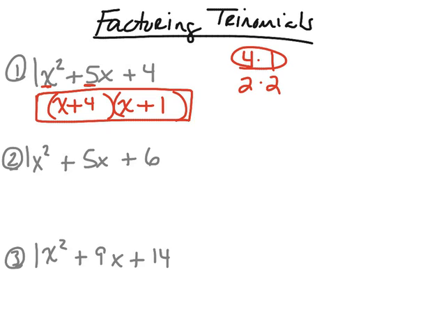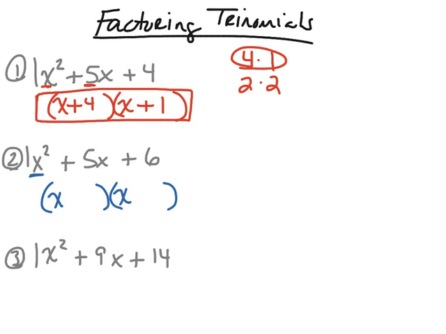Alright, let's try another one. Let's try number 2. Here we have x squared plus 5x plus 6, and I want to know what are the factors of this trinomial. Well, again, since we have a leading coefficient of 1, that makes it a little easier for us. We know we need to multiply two binomials together. The first thing we need to do is multiply an x with another x. That's to get this x squared right there.